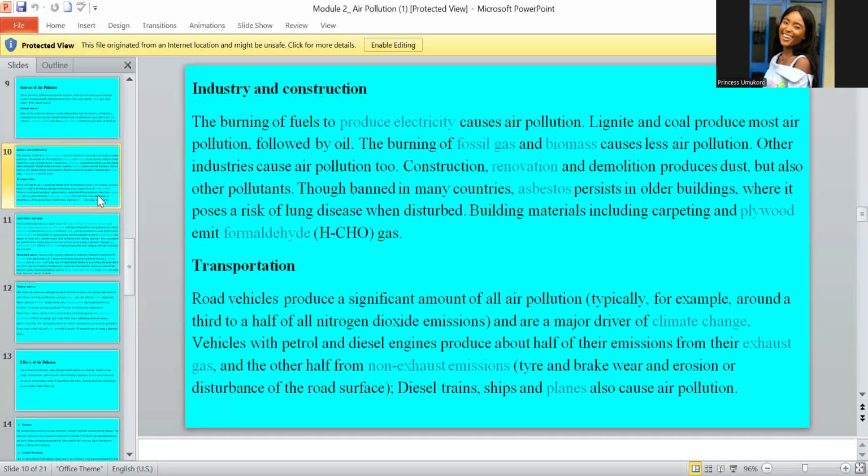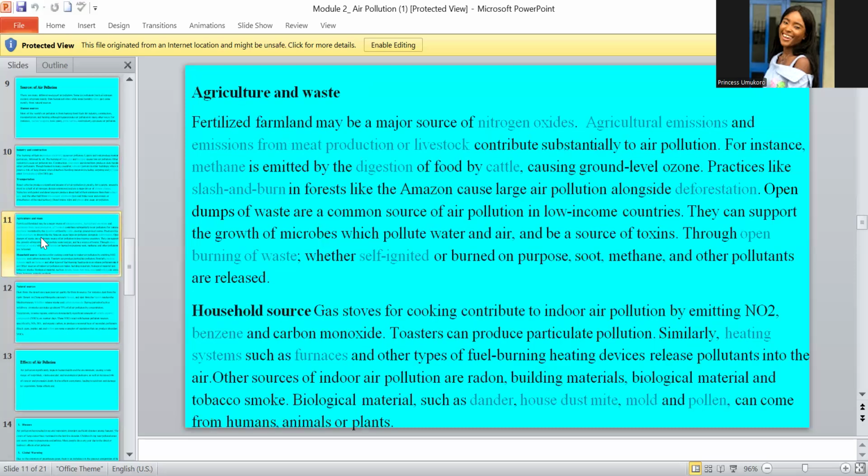Road vehicles produce a significant amount of air pollution. Typically, for example, around a third or half of all nitrogen dioxide emissions, and are a major driver of climate change. Vehicles with petrol and diesel engines produce about half of the emissions from their exhaust gas, and the other half from non-exhaust emissions like tire and brake wear and erosion. Diesel trains, ships, and planes also cause air pollution.